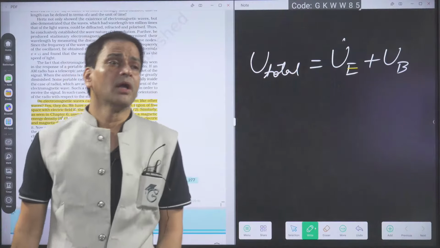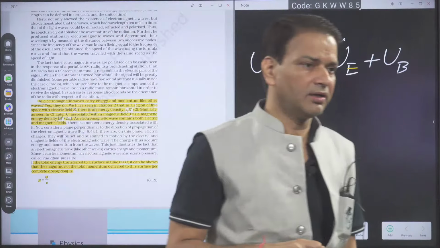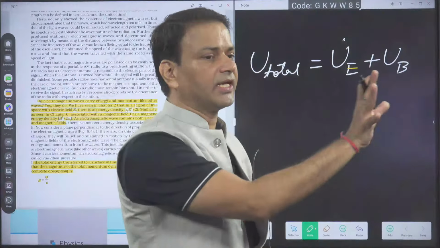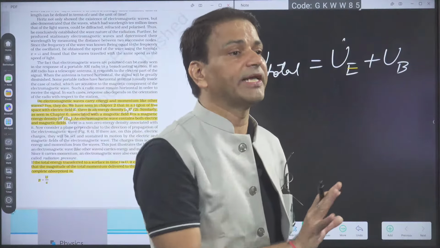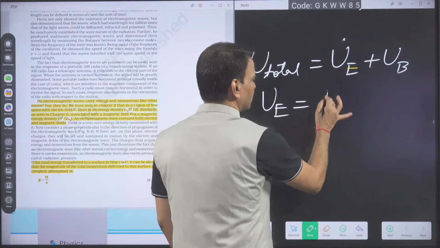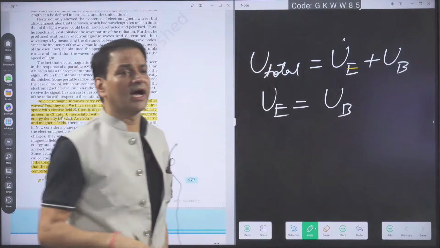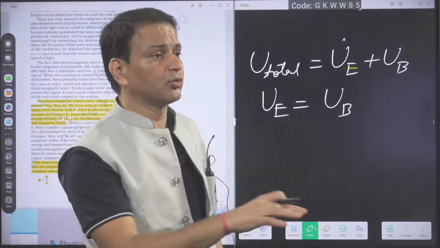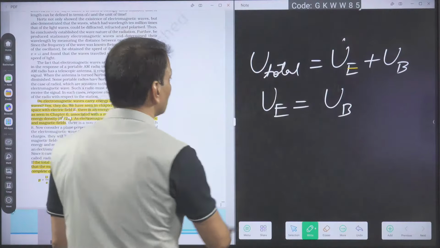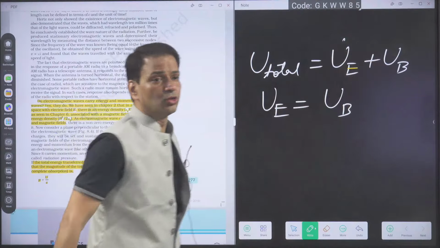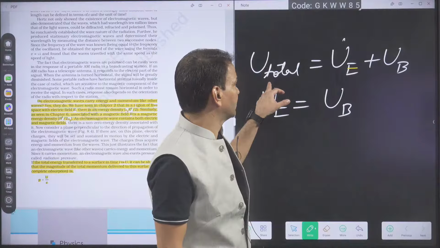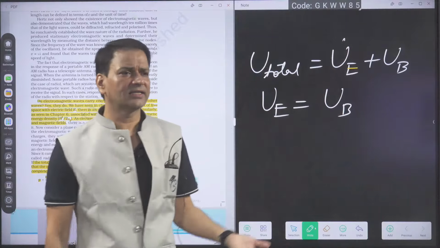If I know the electric field and I want to write the total, one thing I said: the energy density due to electric field and due to magnetic field are both equal. It means UE is equal to UB. So in NEET, they ask what is the ratio of the energy density due to electric field and magnetic field. That ratio is 1:1. So U total is UE plus UB, and since both are equal, U total is 2UE or 2UB.